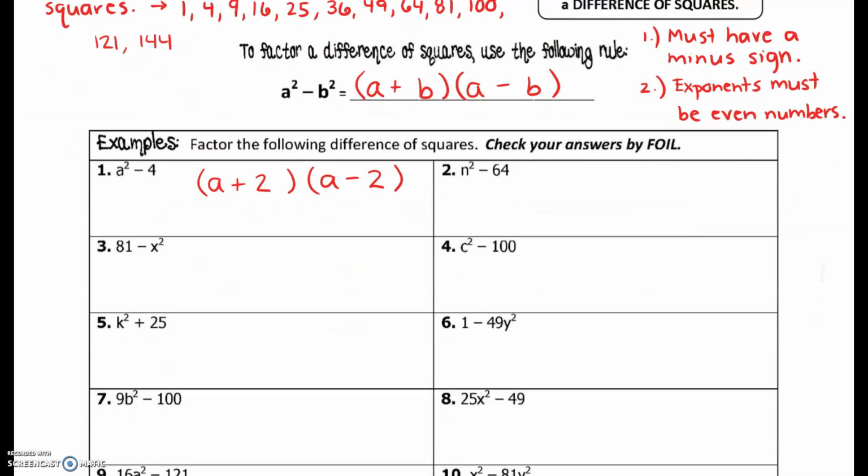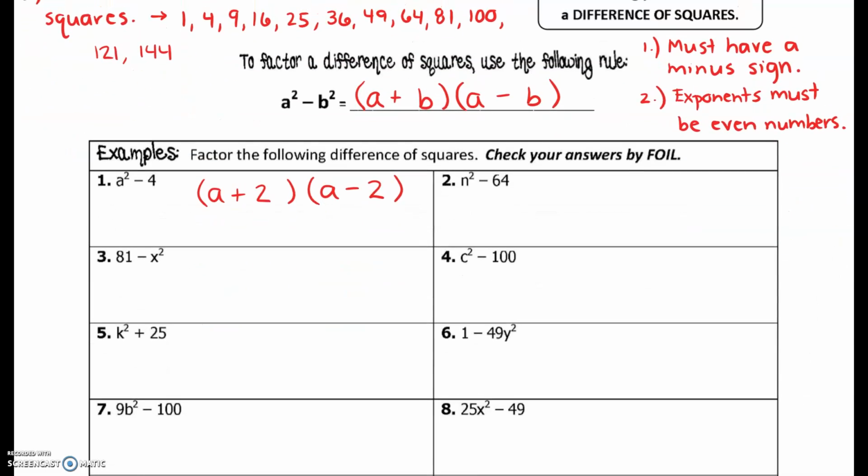If you look at number 3, 81 is a perfect square. It's in our list. The square root of 81 is 9. So that number will go first in each parenthesis. X squared, well, it's even, so we split it in half, which would leave us with 1x in each one of our parentheses.